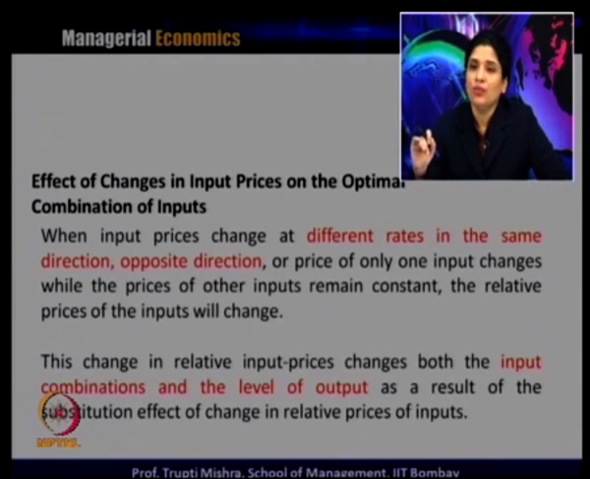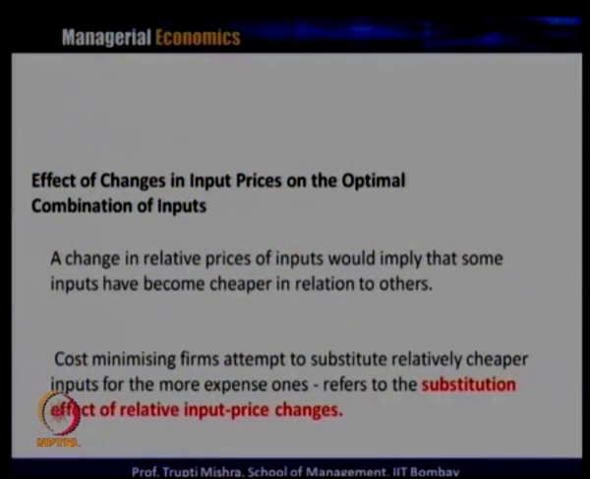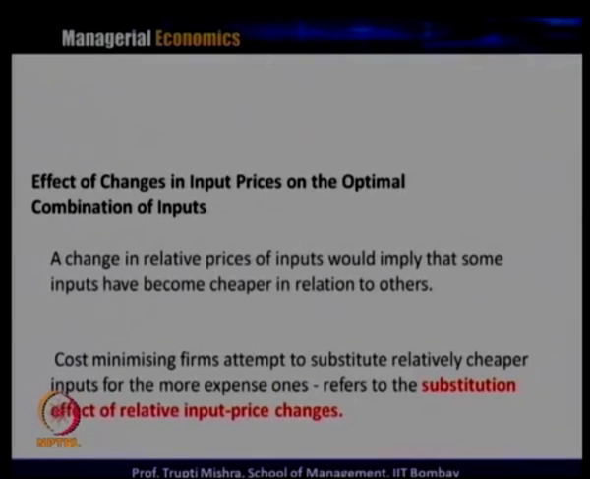This change in the relative input prices changes both the input combination and the level of output, as a result of the substitution effect of the change in relative prices. So, a change in the relative price of inputs, in either the same or the opposite direction, would imply that some inputs have become cheaper in relation to the others.